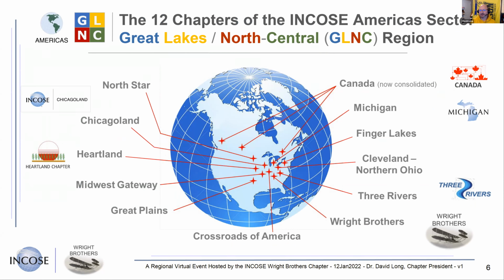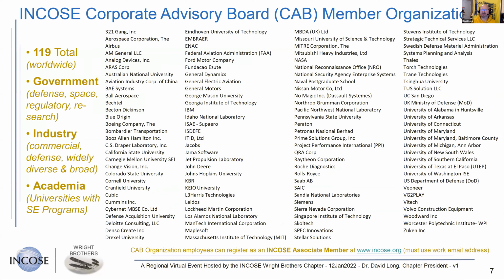We've got a program called the Corporate Advisory Board. If you're an employee of one of these companies, you can be a CAB member, and you can show up at the meetings, and you can register as an associate member, but you're not a voter, and you can't hold a position like a presidency or one of those positions in the organization.